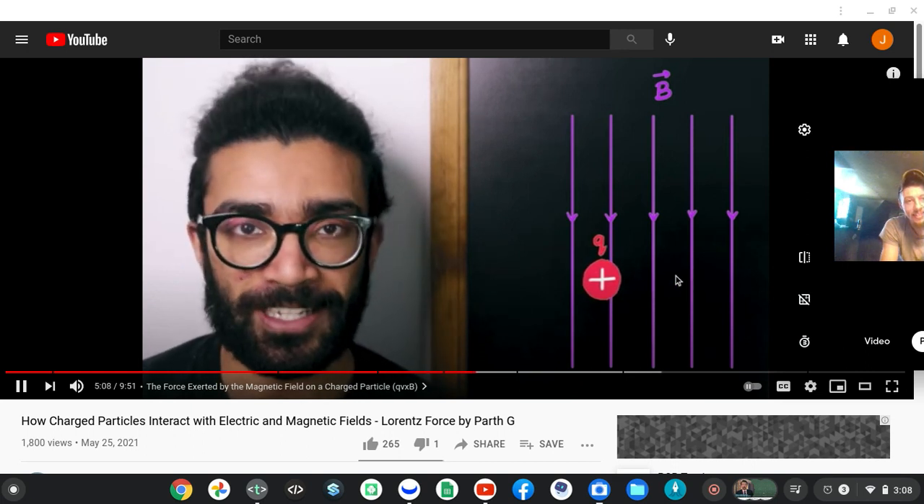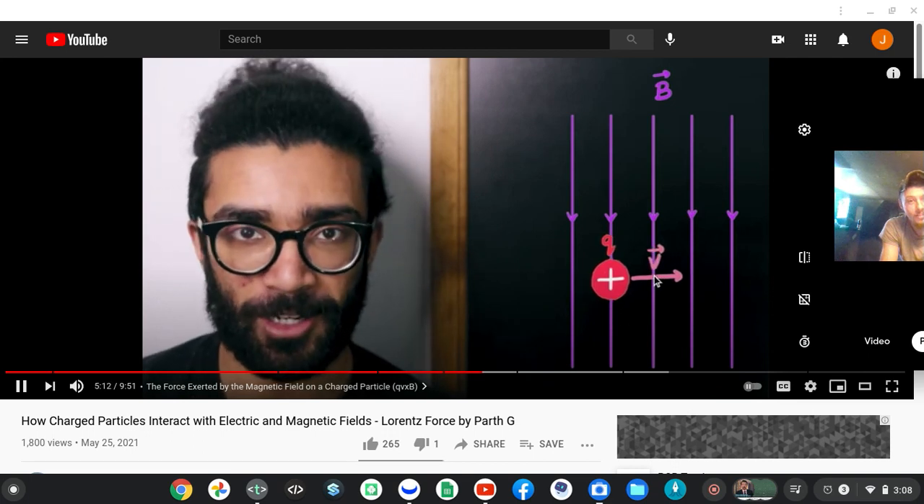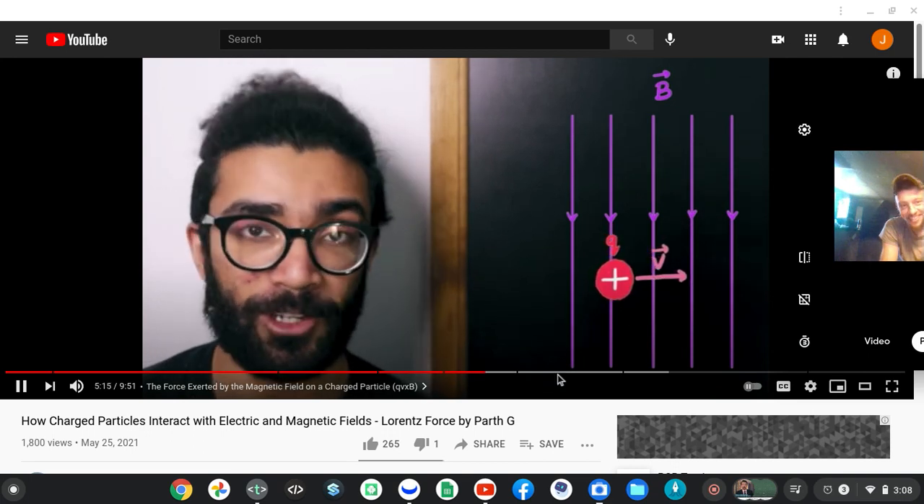This is where our vector v comes into play. This represents the velocity of our charged particle. Okay. And it's a vector because velocity itself is a vector.